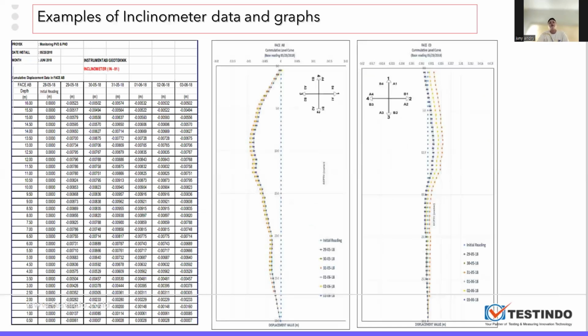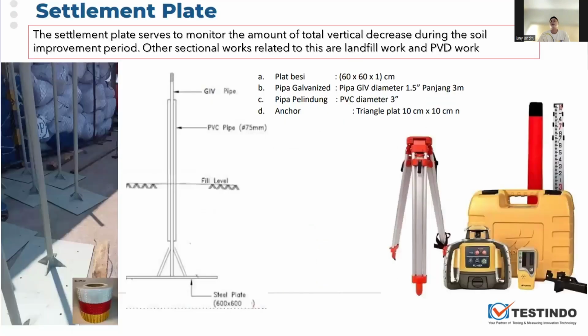This is a sample of inclino data in graphs. We find the construction level curve and the depth of the monitoring PD and PHG. This is an important instrument, and we can monitor the total vertical decrease during the soil improvement period. Other sectional works related to this are landfill work and PVD work.